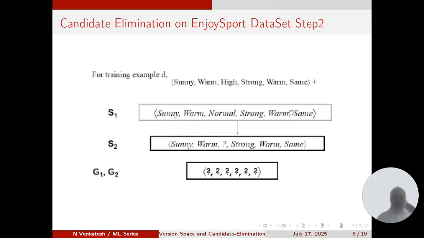Now let us consider the second example. When we consider the second positive example, G has all question marks. That means it is saying that it is true for any values, so it is consistent even for sunny, warm, high, strong, warm, same. Now consider the hypothesis in S1. The hypothesis in S1 is saying that humidity must be normal. But the training example is saying that it is true even for humidity high. So humidity high is true, as well as humidity normal is true. That means we can say that for any value of the humidity it is true, so it has to be replaced with a question mark. So we get a specific boundary as sunny, warm, question mark, strong, warm, same. This is for the second training example.